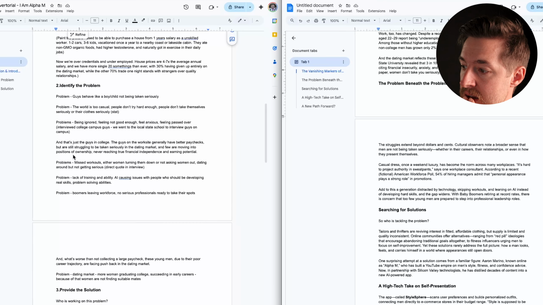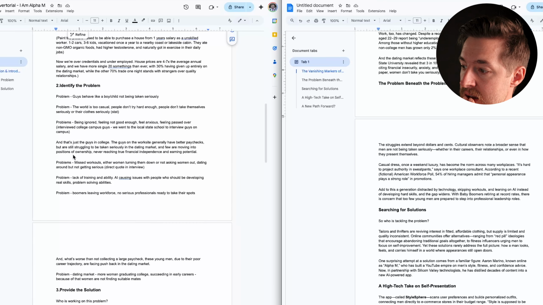With Silicon Valley technologist Ted Turner, he has distilled decades of wisdom into a new AI-powered app. A high-tech stake on self-presentation. No, I don't like that. A high-tech take on self-expression and style. Okay. The app called StyleSphere scans user preferences and builds personalized outfits, connecting men directly to e-commerce stores in their budget range.